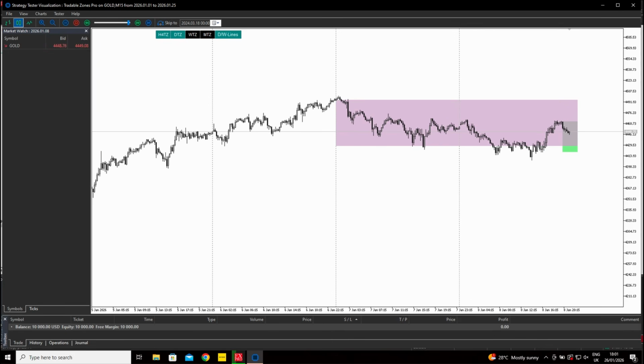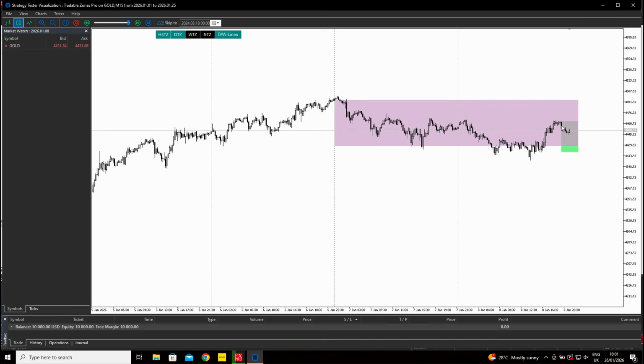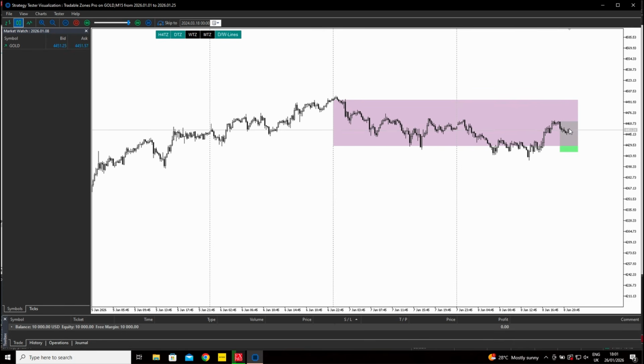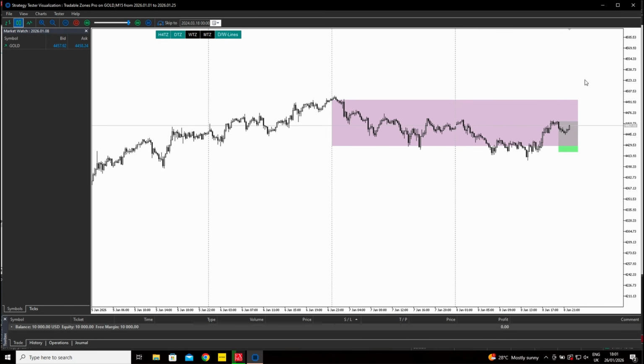Meanwhile, you can trade the 4-hour zone. As you can see, the 4-hour zone is giving good entries. As you can see, the market pulls inside of the 4-hour tradable zone and then starts to push away from it to give you a good entry.